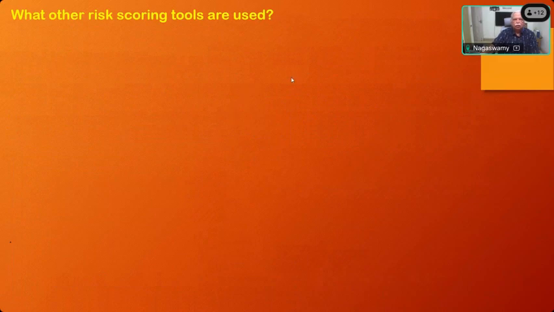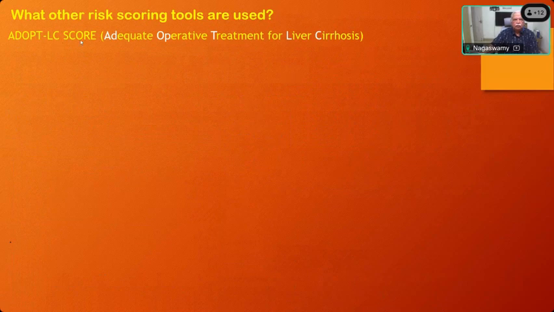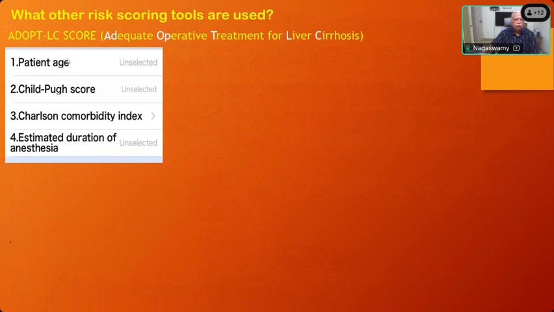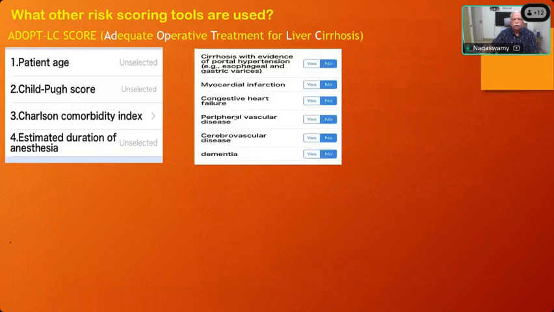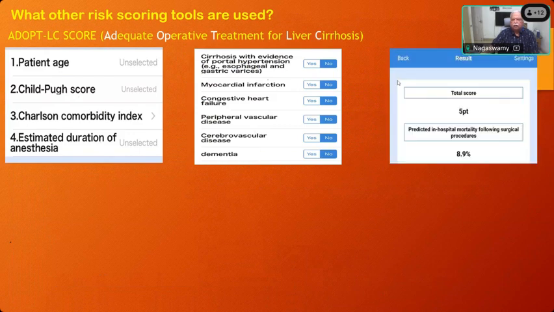Other scoring tools which are available are the adopt LC score. So if you do very well in the exam, they may ask you what is this. This is adequate operative treatment for liver cirrhosis. And here the things taken into consideration are patient age, CTP score, Charlson comorbidity index, and estimated duration of anesthesia. So based on that, you have these outcomes, and the other comorbidities that may be present. There is a calculator, so you don't have to worry about it. You feed all these details and it will calculate and tell you.